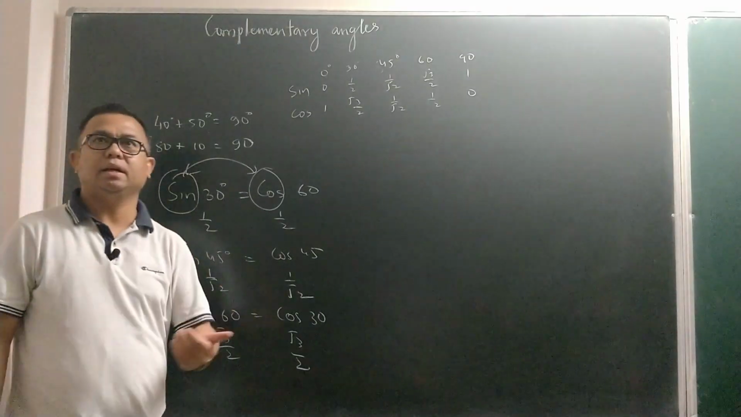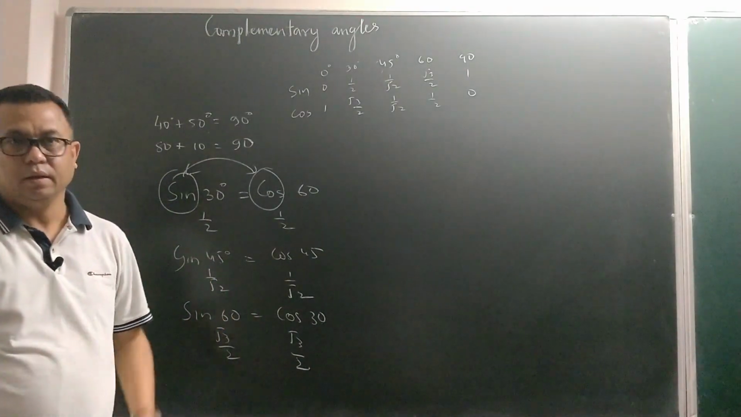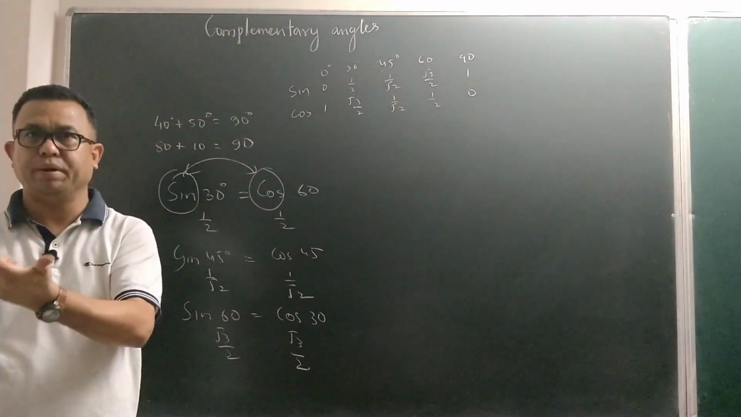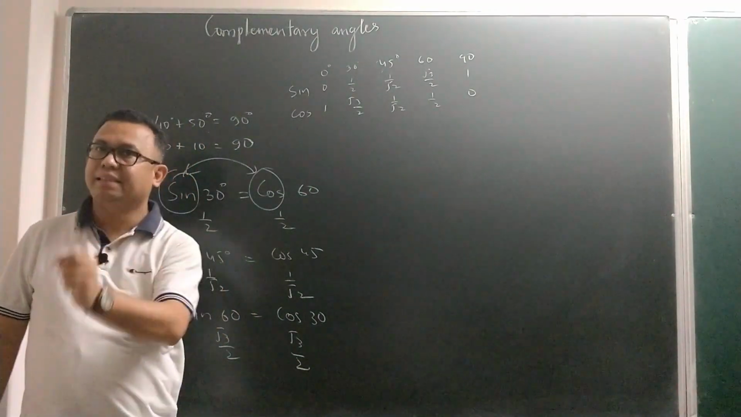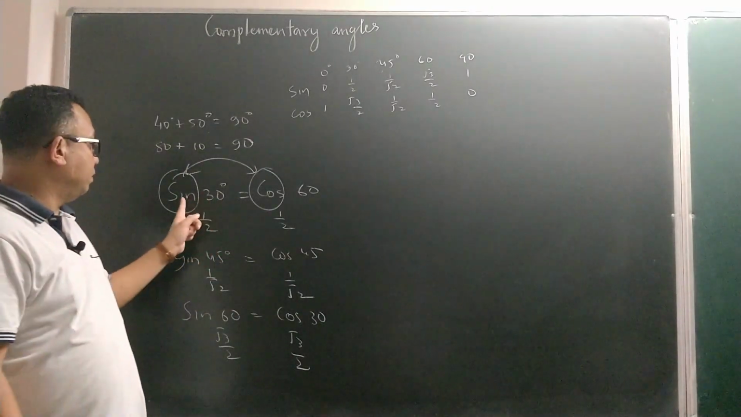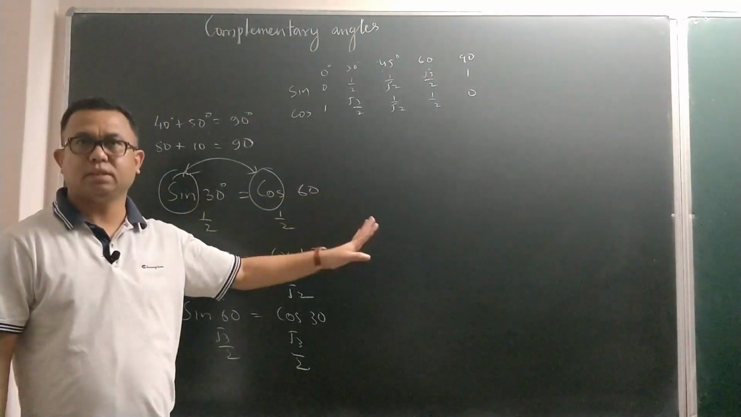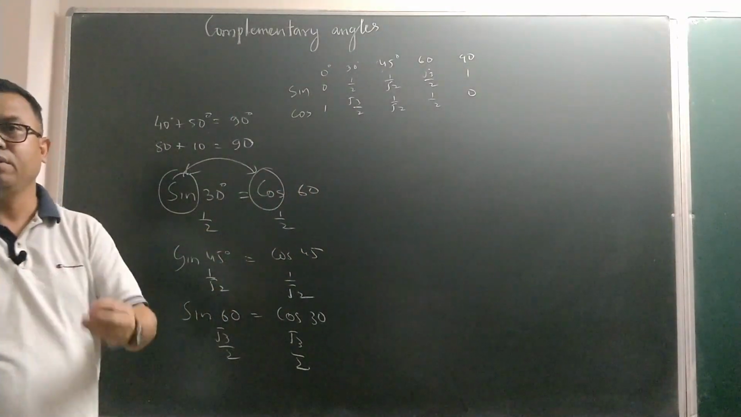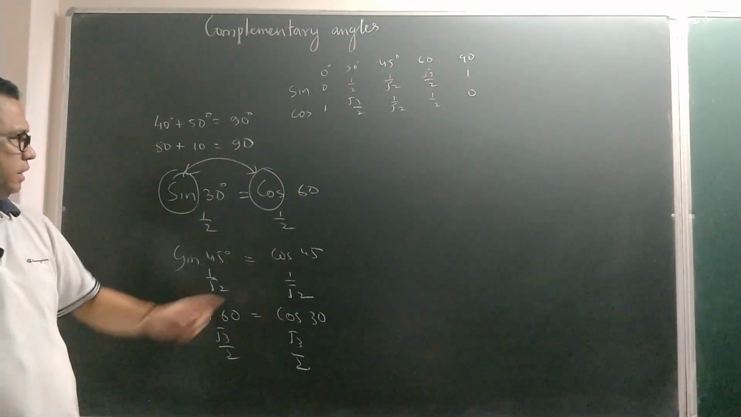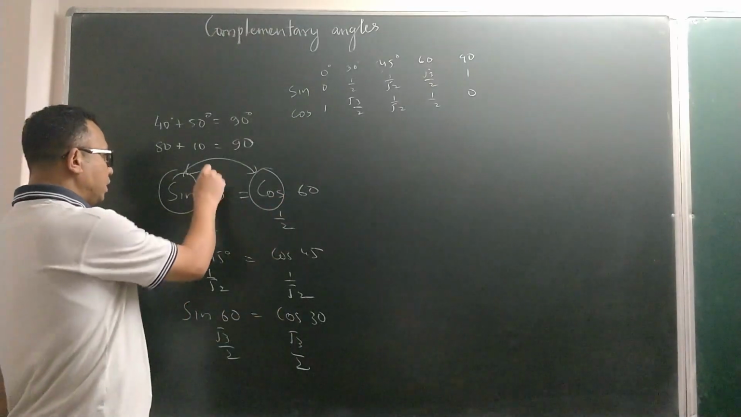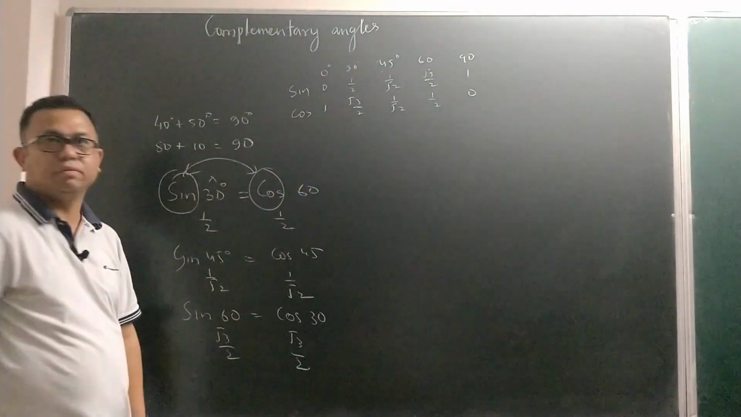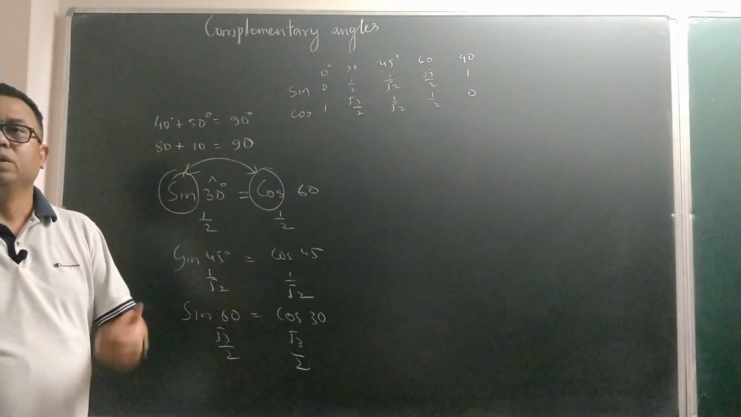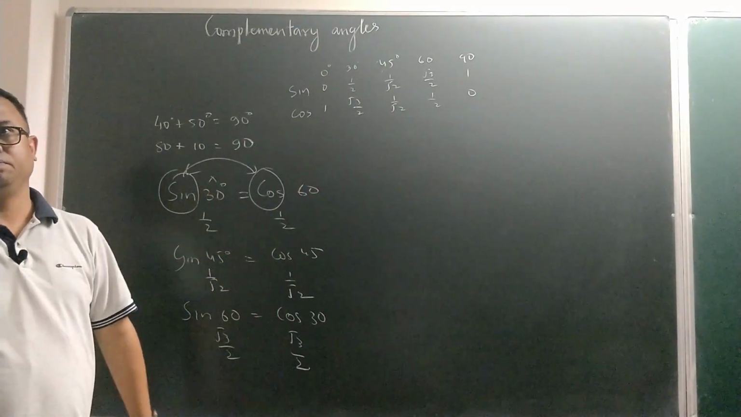Supposing I tell you, sine 30, but you don't know the value of sine 30. Then see, 30 plus what angle is 90, complementary? 30 plus 60 is 90. So if you do not know the value of sine 30, you can find out cos 60, because the addition of 60 and 30 gives you 90. So if you do not know the value of sine 30, you can say the value of cos 60, because cos 60 value is the same as your sine 30 value.